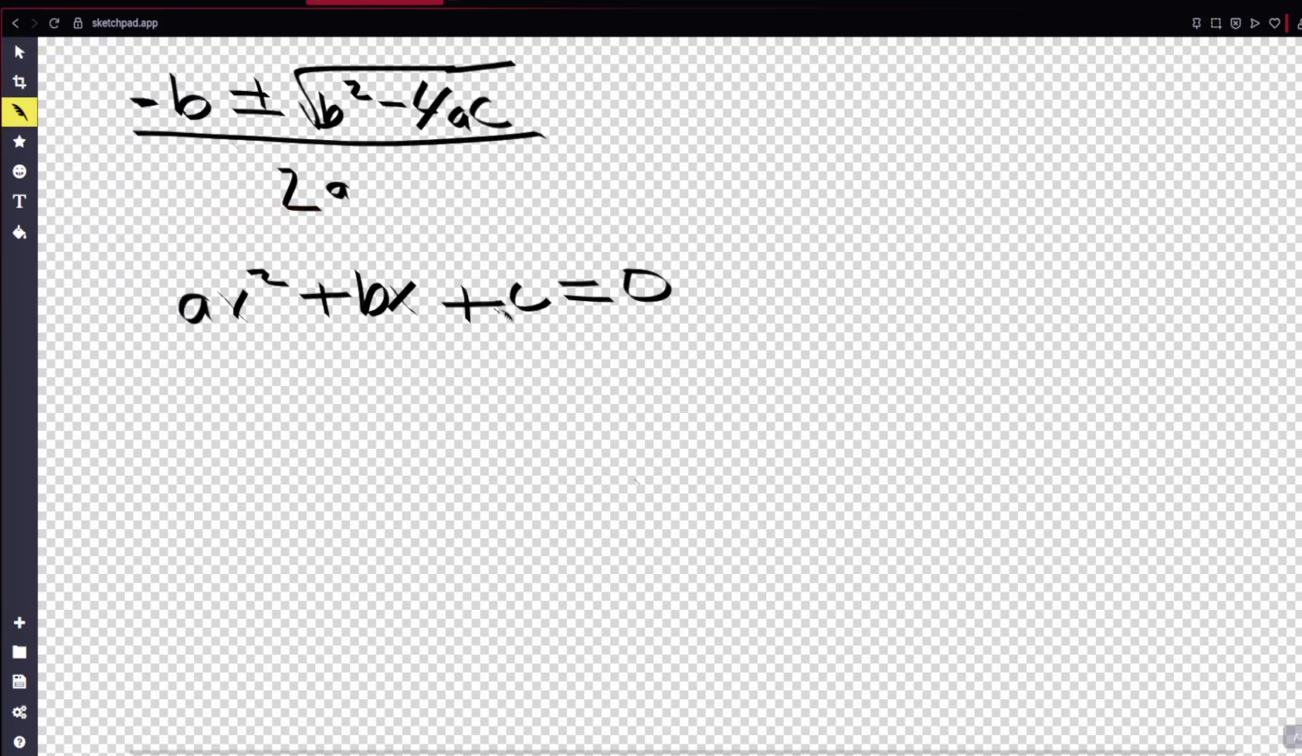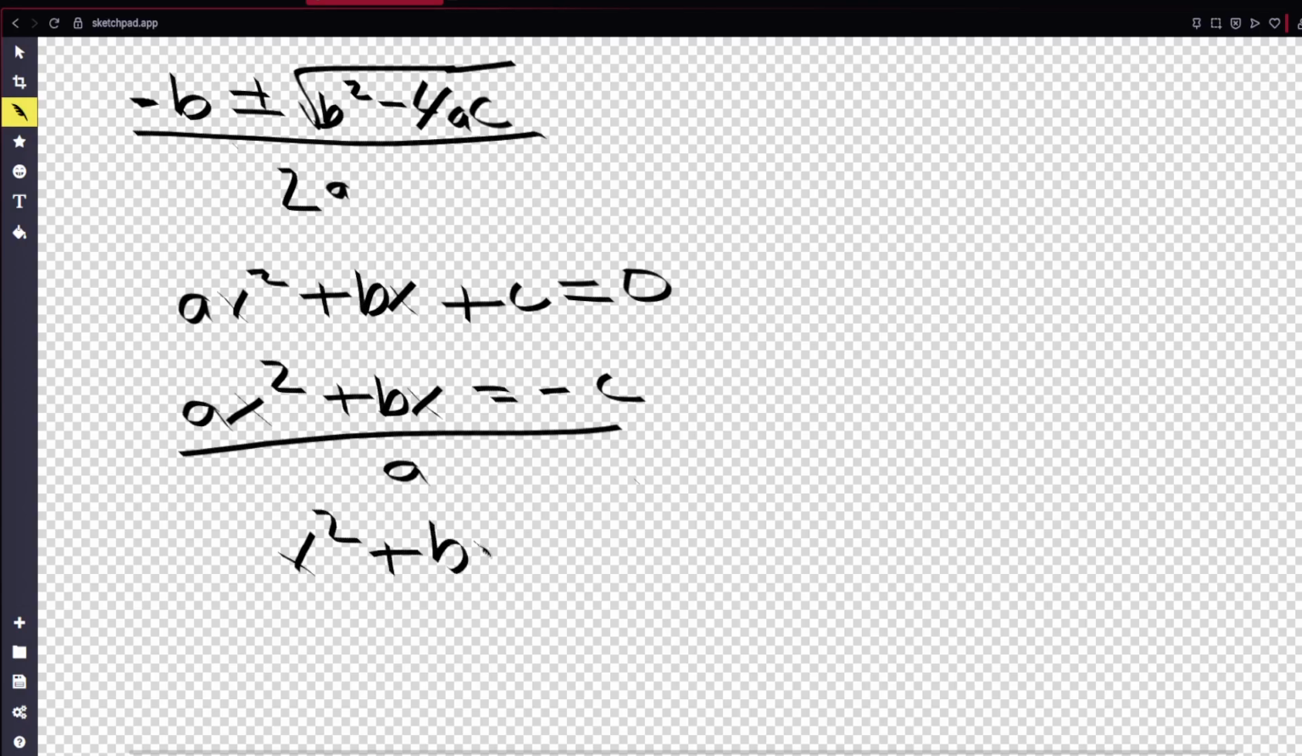But here's what we're going to do. First, we're just going to subtract c to the other side, giving us ax squared plus bx equals negative c. Pretty easy. Divide everything by a. x squared plus b over a x equals negative c over a. Now we're going to complete the square. And I guess you can solve it any other way as well, as long as you complete the square.